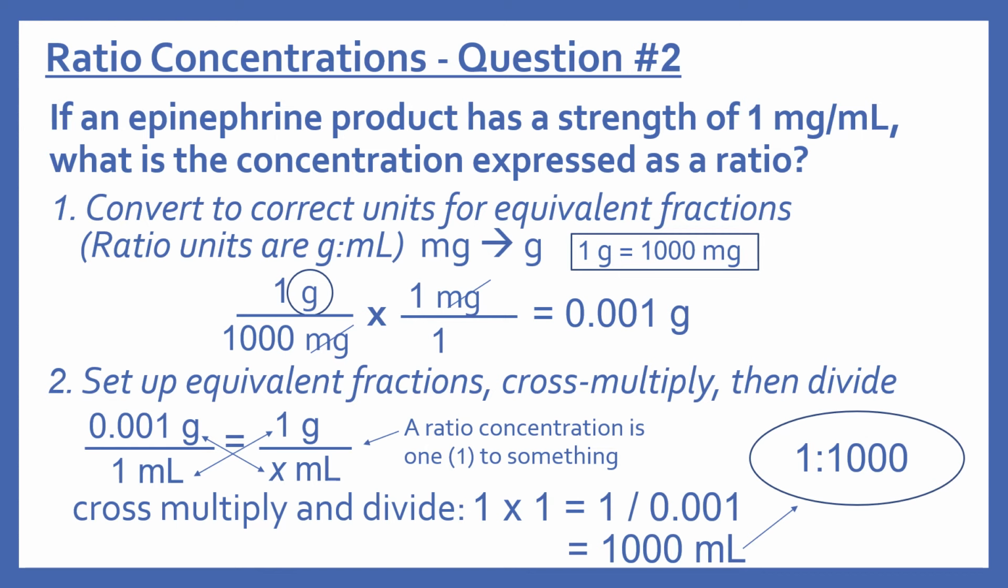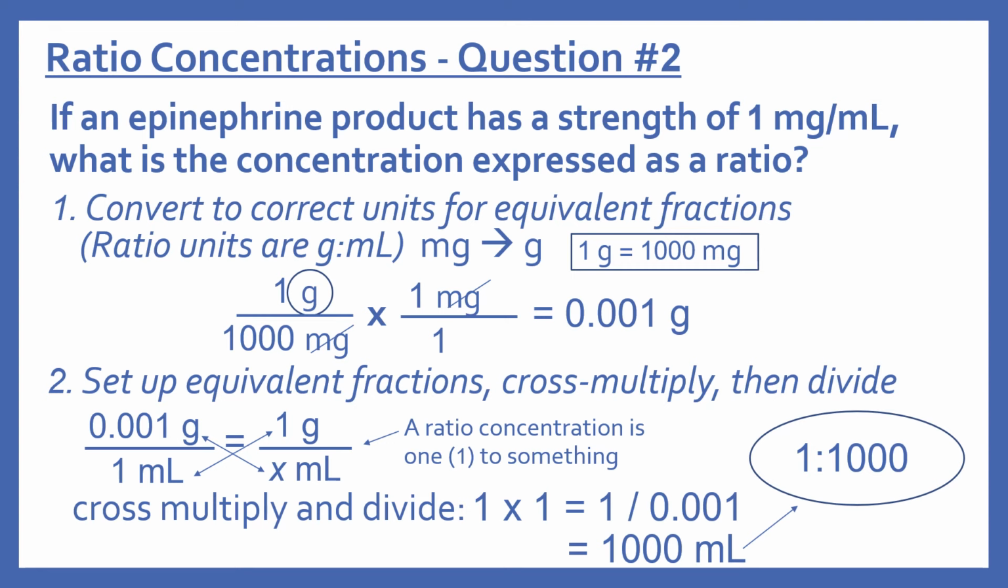Remember, 1 gram equals 1,000 milligrams. So we have 1 gram per 1,000 milligrams times 1 milligram over 1. And our milligrams cancel because there's one on the top, one on the bottom. We're left with the unit of grams, and that is equal to 0.001 grams. So now we'll set up our equivalent fractions, cross multiply, and then divide.